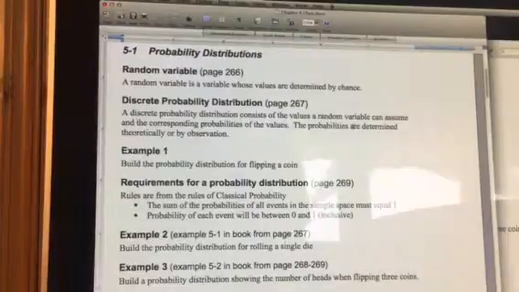This video is for section 5-1, probability distributions. And what we'll do with this is we will define a discrete probability distribution, look at the requirements, and we'll also briefly run through example 2.